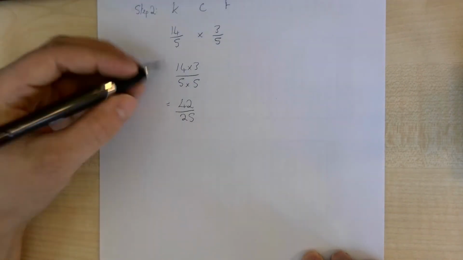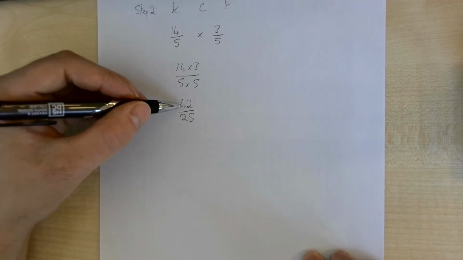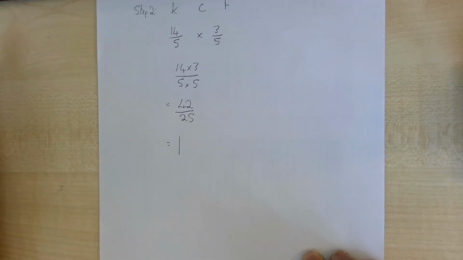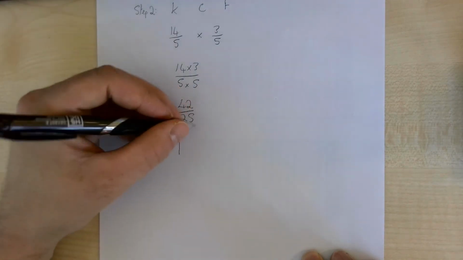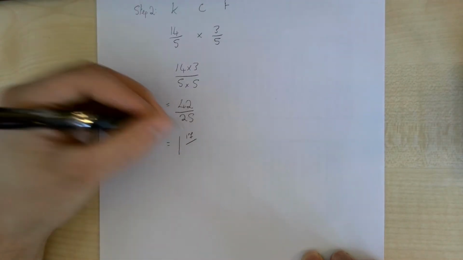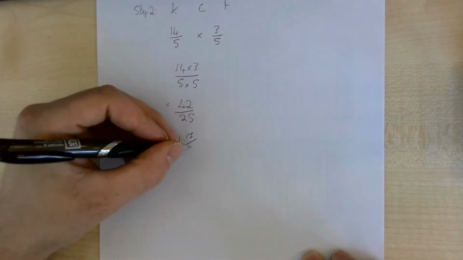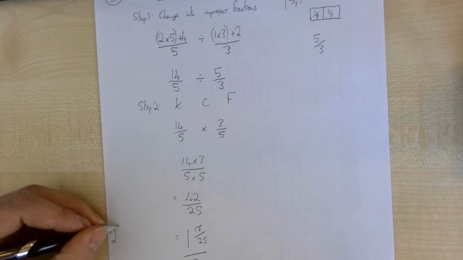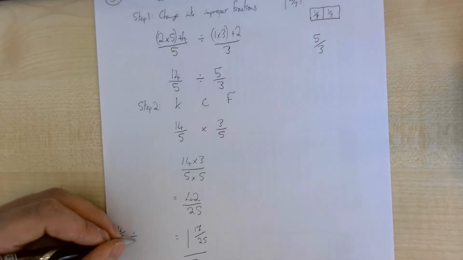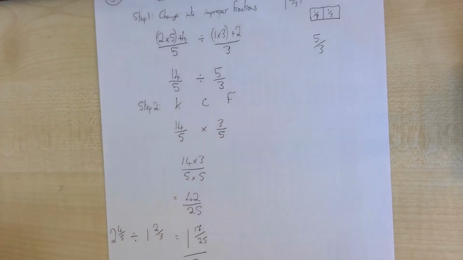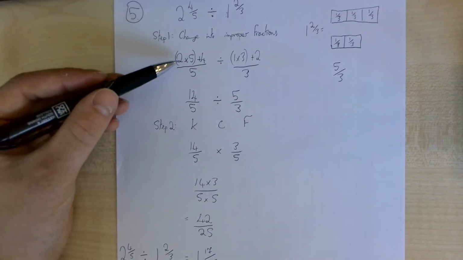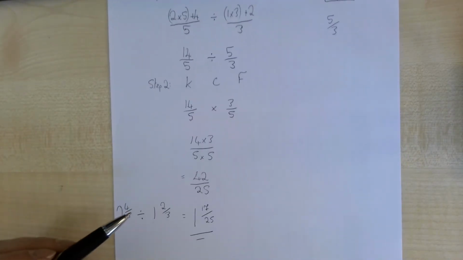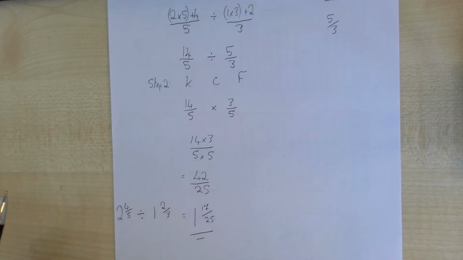Again, it's top heavy. So what I want to do is, how many 25s divide into 42? That would be one whole number. And there is 17 left over. And the denominator stays the same, 25. So that is your answer. 2 whole numbers and 4/5 divided by 1 whole number and 2/3. Change to improper fractions first. Use KCF, multiply, change back into a mixed number if it needs to be done. And that's it done.